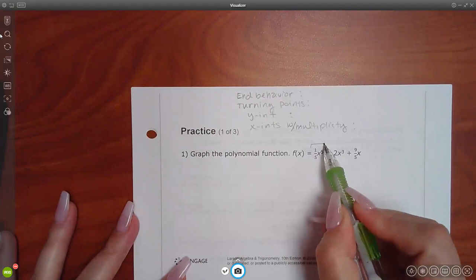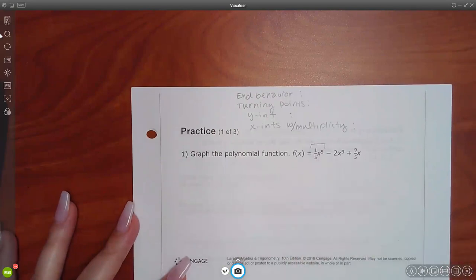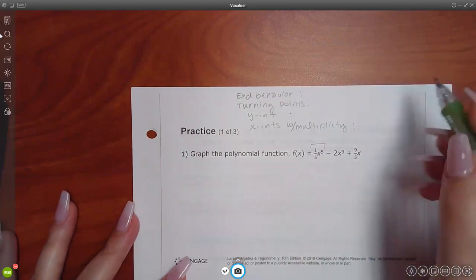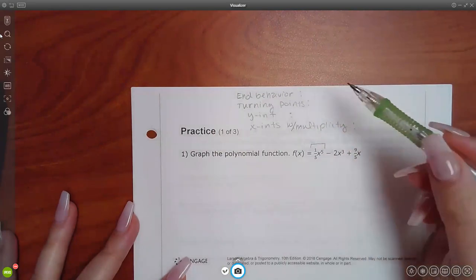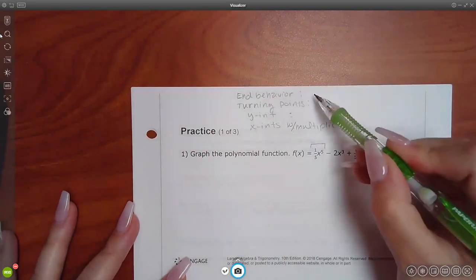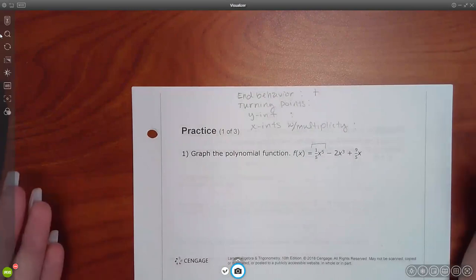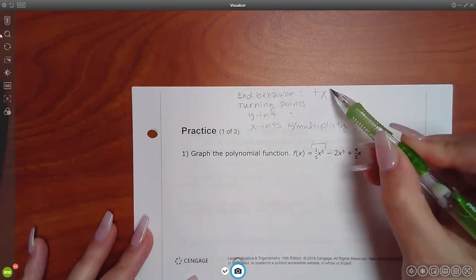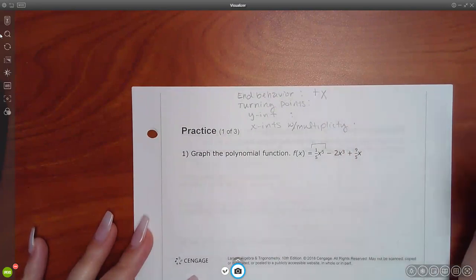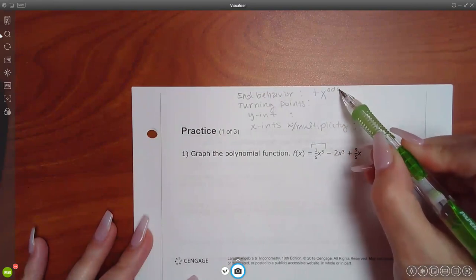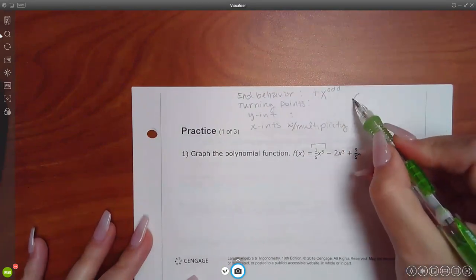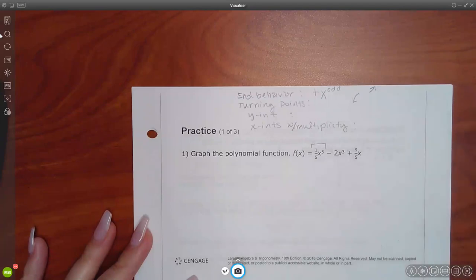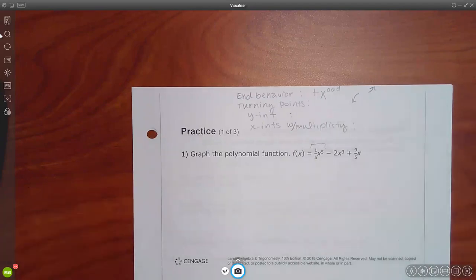This term right here, it's got the highest exponent, right? What kind of coefficient does it have? A positive or a negative coefficient? A positive, it's a fraction, but I don't care about that, right? I just care about the sign. Now, what kind of exponent does it have? An even or an odd? It has an odd. And according to that chart over there, this is like a positive x cubed. And so I know it's going to look like this on the ends, right?